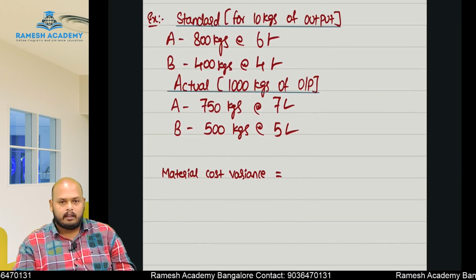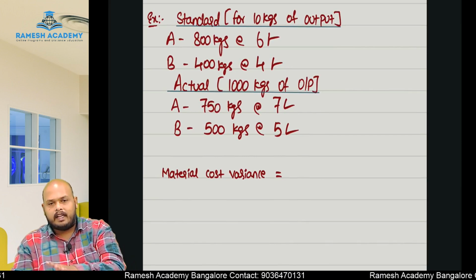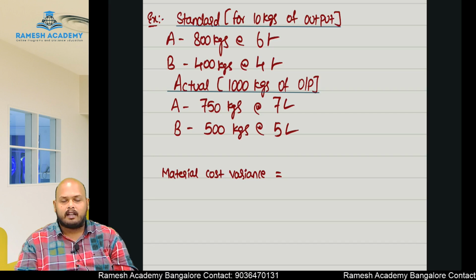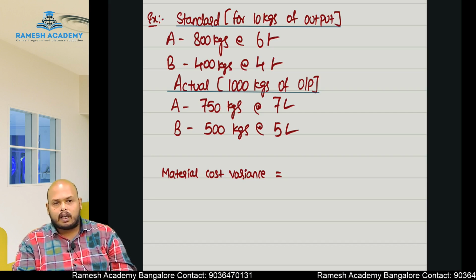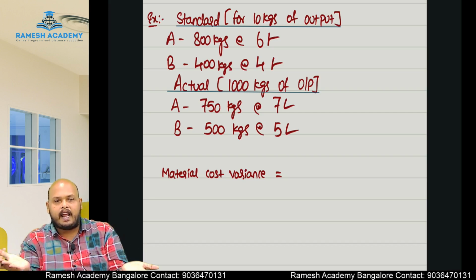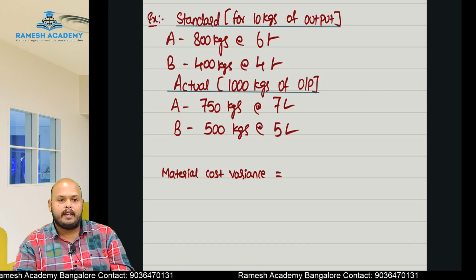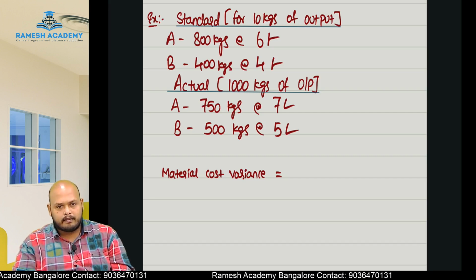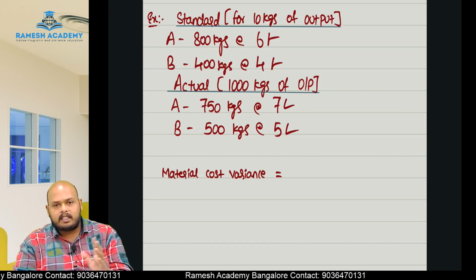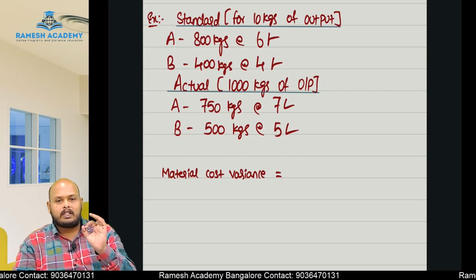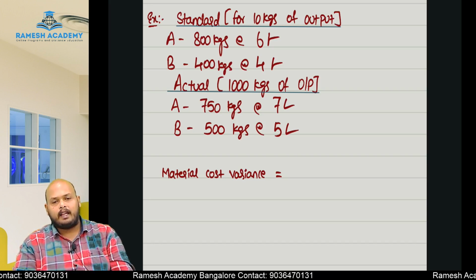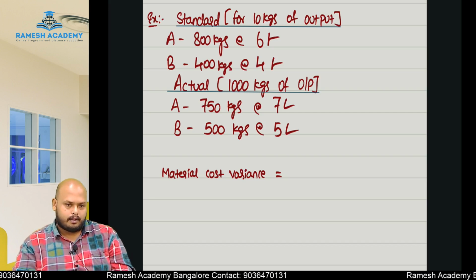Simple. Listen. Material cost variance. The name itself, the meaning is there. Variance means comparison between the standard and actual. That is called variance. Here which variance we have to calculate? Material variance. Material cost variance means the difference between actual material cost and expected material cost.